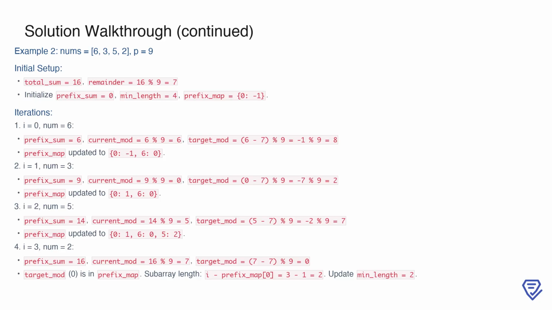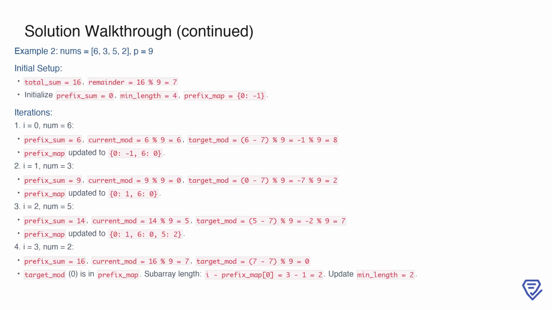In the second iteration, where i equals 1 and number equals 3, the prefix sum updates to 9, with a current modulo of 0. The target modulo is calculated as 2, which is not in the map, so we add 0 with its index, 1, to the map. In the third iteration, where i equals 2 and number equals 5, the prefix sum becomes 14, and the current modulo is 5. The target modulo is calculated as 7, which is not yet in the map, so we add 5 with its index, 2, to the map.